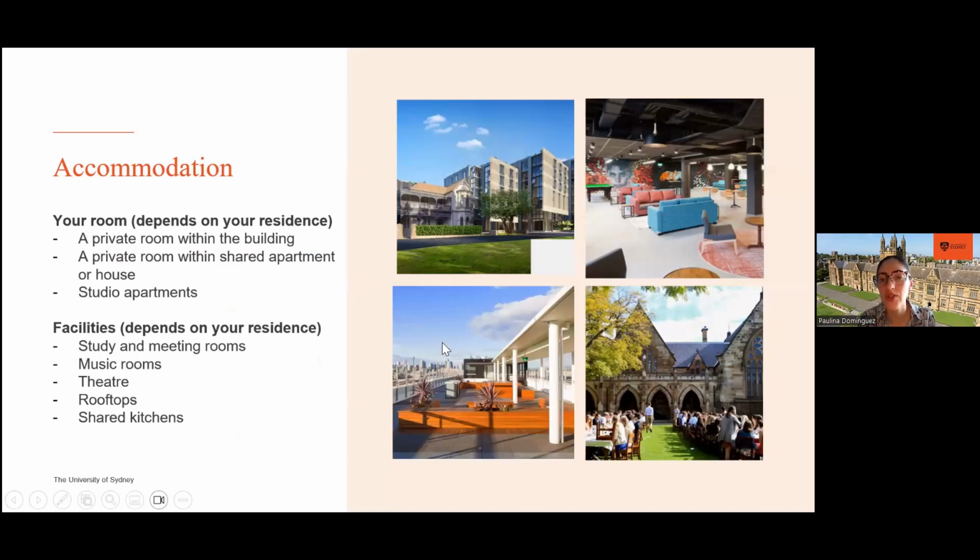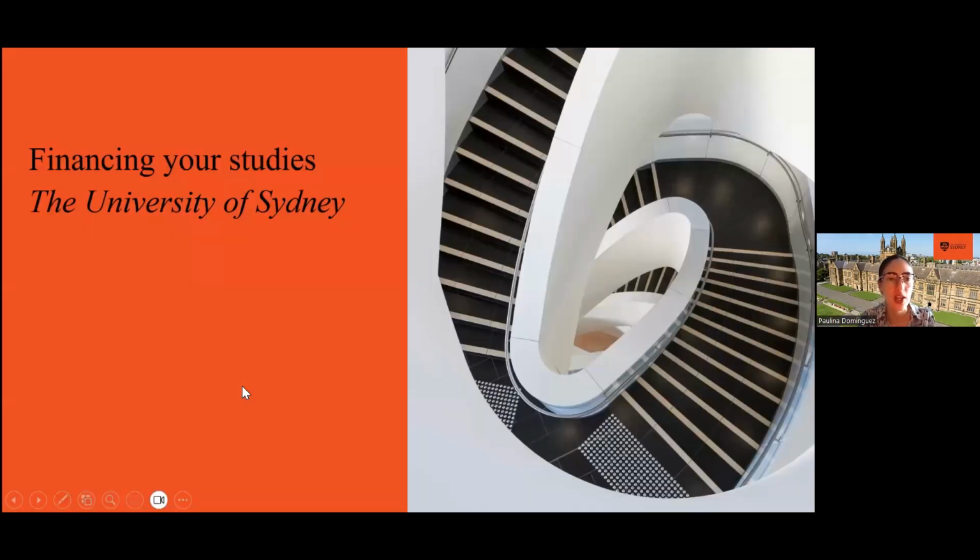So we have some pictures here. Those in the bottom right hand side are the residential colleges. This is Regiment Building, which is one of the independent dorms or halls, for example. This is another residential college. They have rooftops where the students can organize barbecues, parties, and things like that. So it's quite convenient for students.